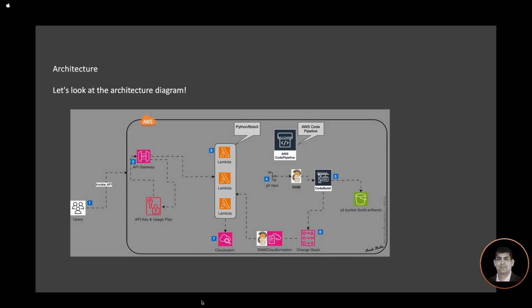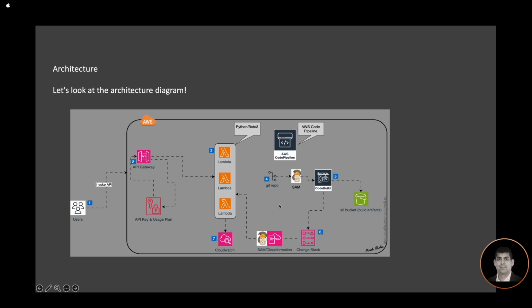Let's look at the architecture. So in the first part of this architecture design diagram, we have a flow indicating that there is a user invoking an API. That API is hosted in API Gateway. It's a secure API, using the API key and usage plan, and it is invoking a Lambda function. The Lambda function is using integrated CloudWatch logs, and this entire flow is built using AWS SAM, which is Serverless Application Model, using the infrastructure as code approach.